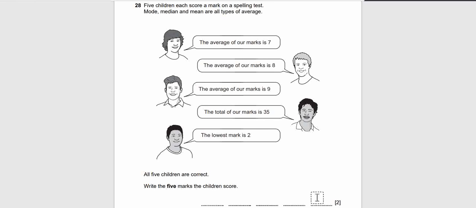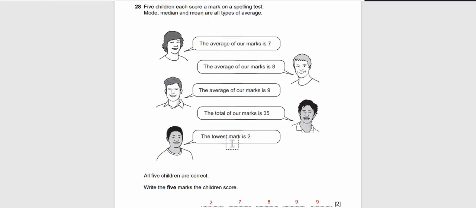Alright, let's check out the answer, guys. So here we go. We start from the lowest mark, which is 2. That's the easiest clue. Then we have to fill 4 more slots. There's an average of 7, an average of 8 and 9, and the total is 35. So we have to guess which one is the median, the mode and the mean. So we try, one of them has to be the mean. So we put 8 to be the median.